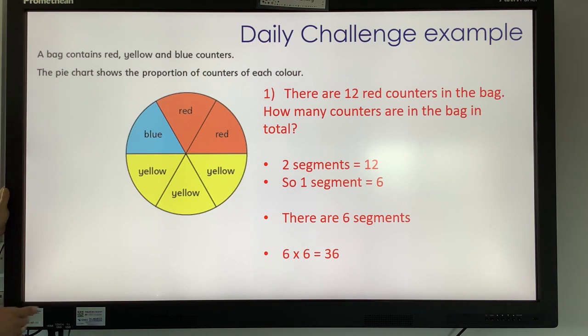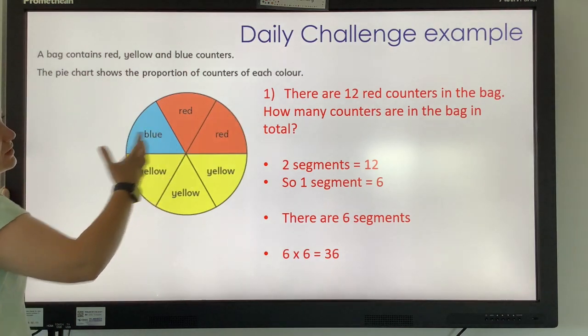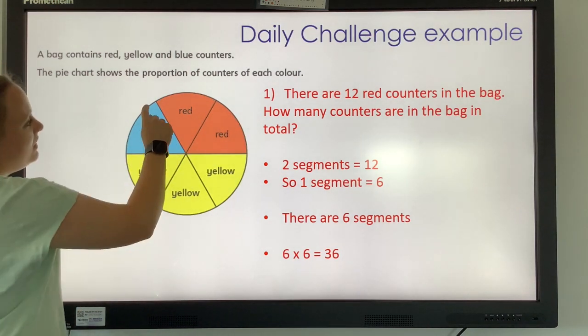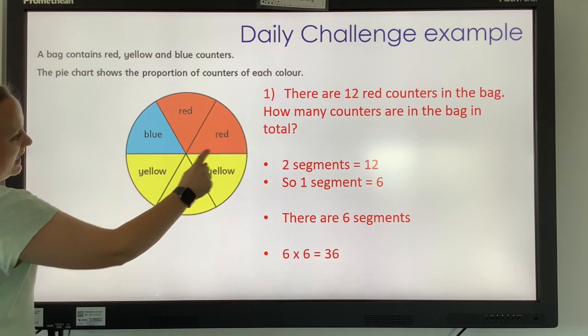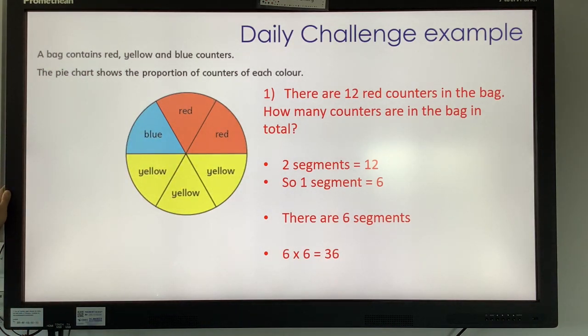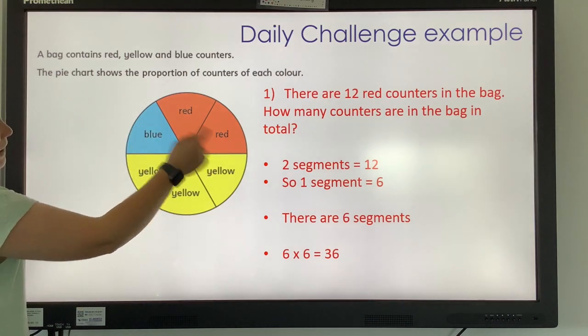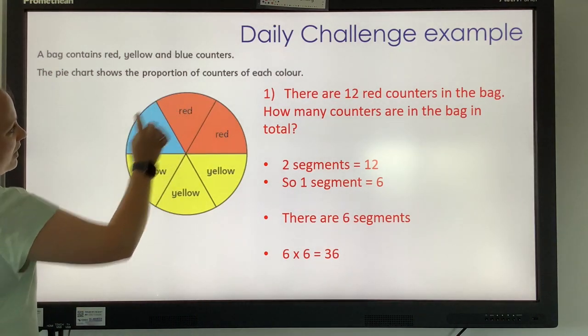And what we can't do here is assume that 12 just gives us the answer. We have to do something a little bit more. So we know that this section here represents 12, but there are 2 segments. So we know that there are 6 counters represented in each segment. Because if there are 2 segments, and that gives us a total of 12, then each segment is worth 6.